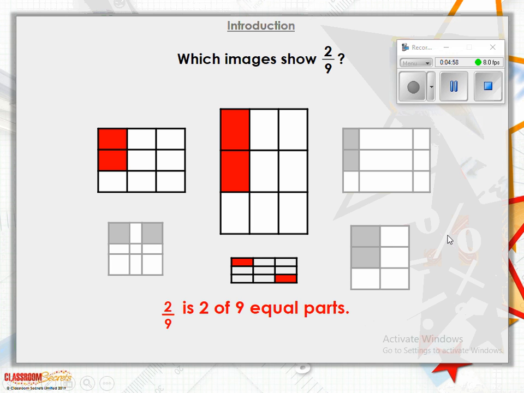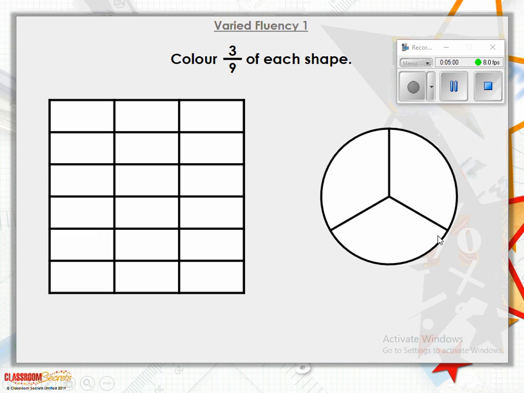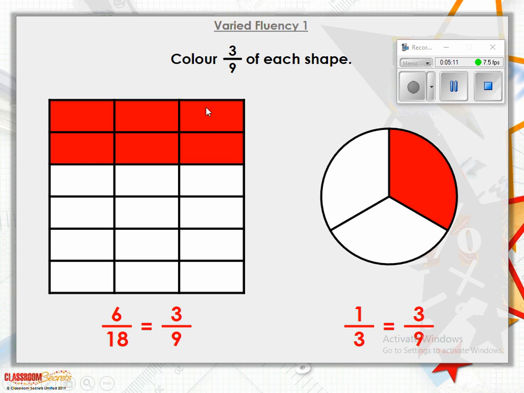This is a bit trickier. Colour 3/9 of each shape. Now here, 6/18 has been coloured. We've got 6 here, which is your numerator. All the equal parts is 18, so that's your denominator. Divisor is 2. 18 divided by 2 is 9. 6 divided by 2 is 3, so we get 3/9.